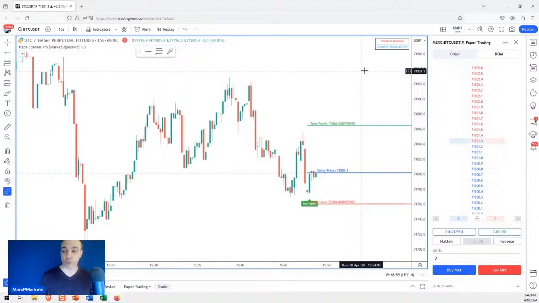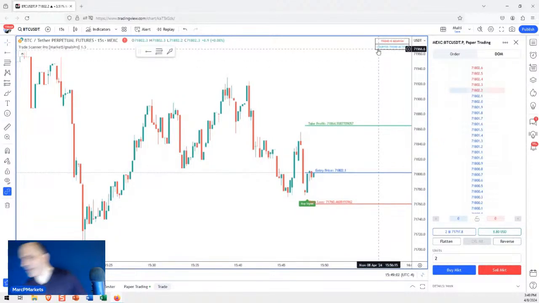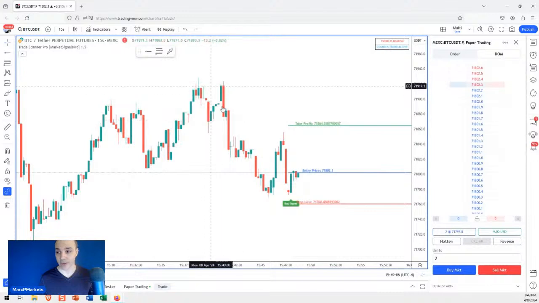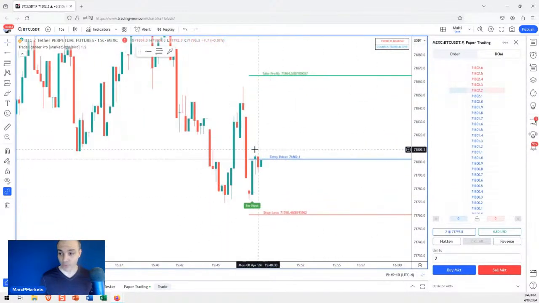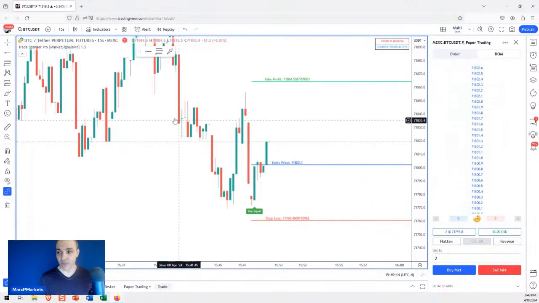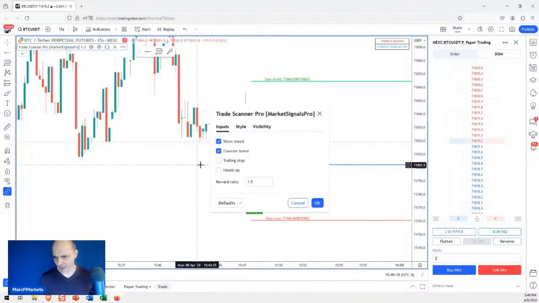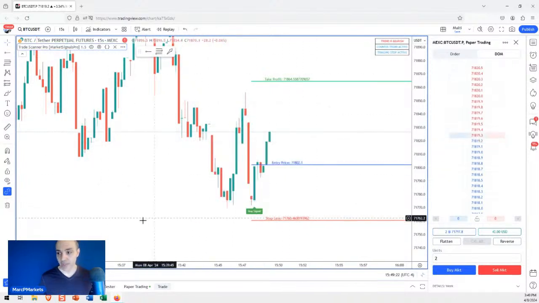Now, I'm in counter trend mode. You can see here it says counter trend active, so you know you're looking for counter trend trades. As you can see, the trade was laid out for you. The blue is the entry, the red is the stop, and the green is the take profit. Now watch this. I go back to my settings, and I can put the trailing stop on. Now what is that?